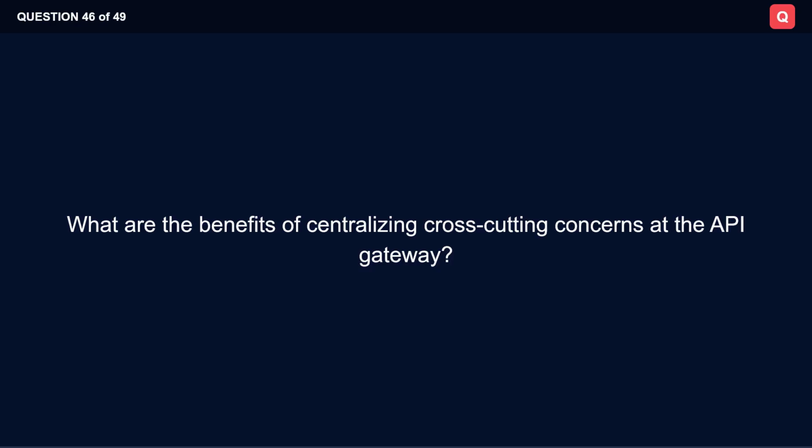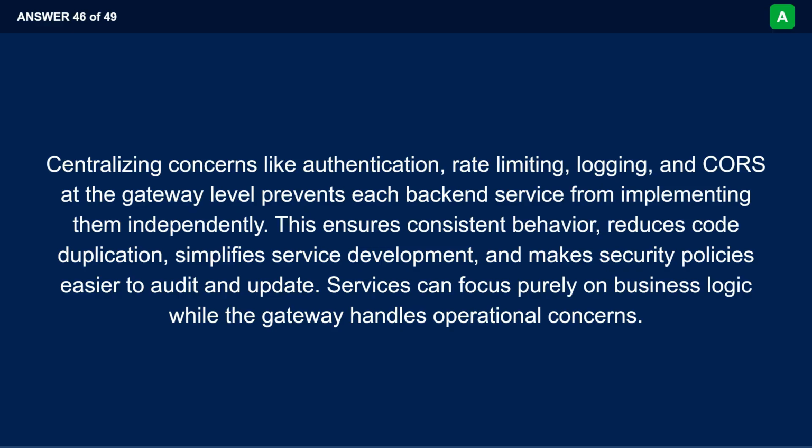What are the benefits of centralizing cross-cutting concerns at the API gateway? Centralizing concerns like authentication, rate limiting, logging, and CORS at the gateway level prevents each backend service from implementing them independently. This ensures consistent behavior, reduces code duplication, simplifies service development, and makes security policies easier to audit and update. Services can focus purely on business logic, while the gateway handles operational concerns.